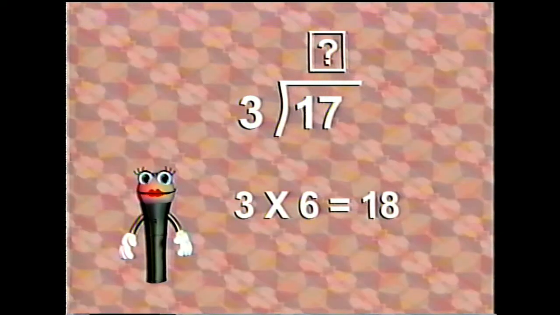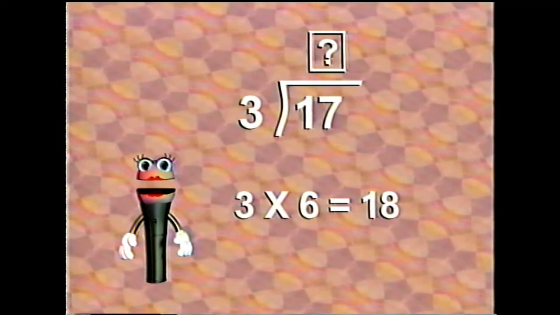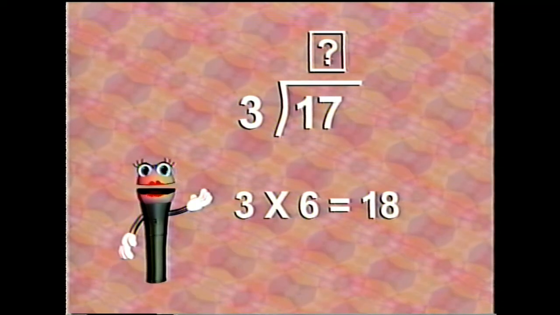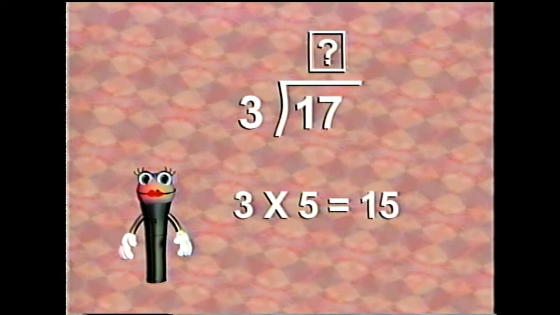3 times 6 equals 18. 18 is 1 larger than 17, so 6 won't work. Let's try 5. 3 times 5 is 15. That's 2 less than 17.